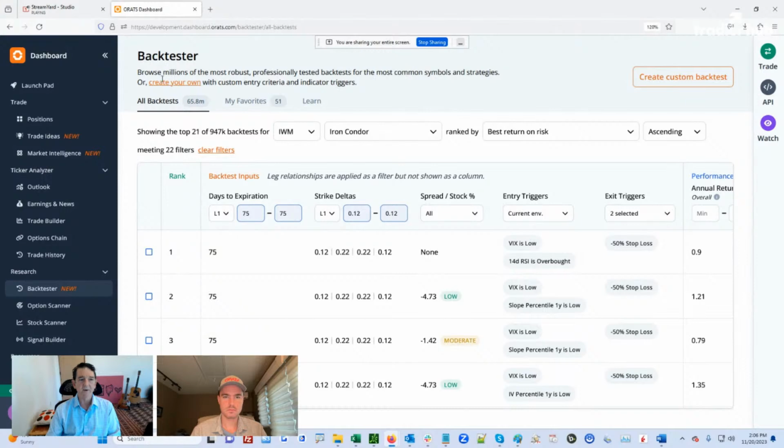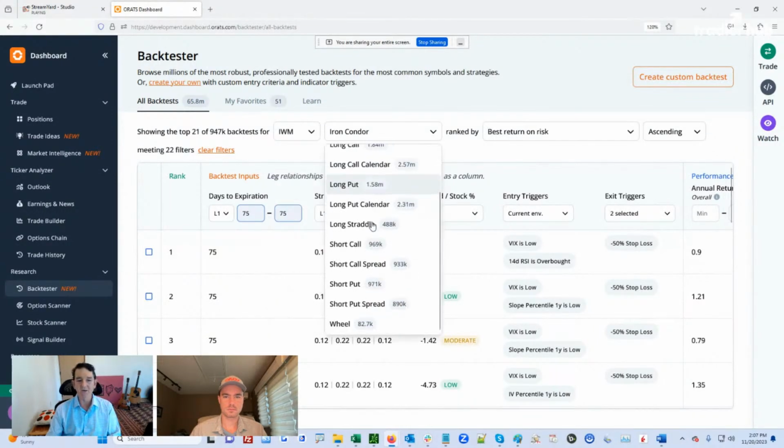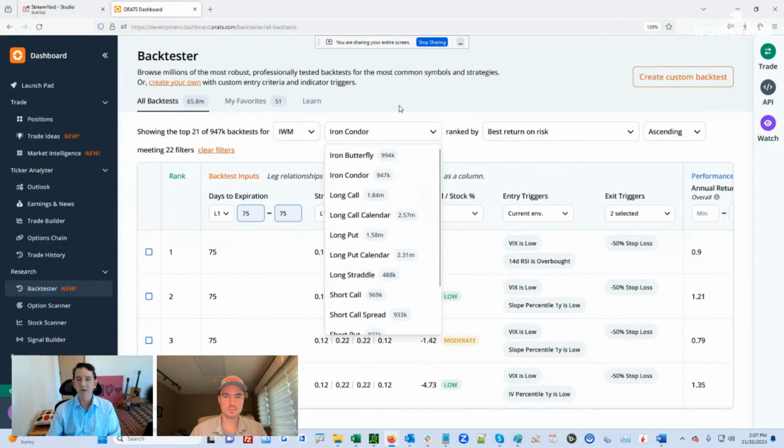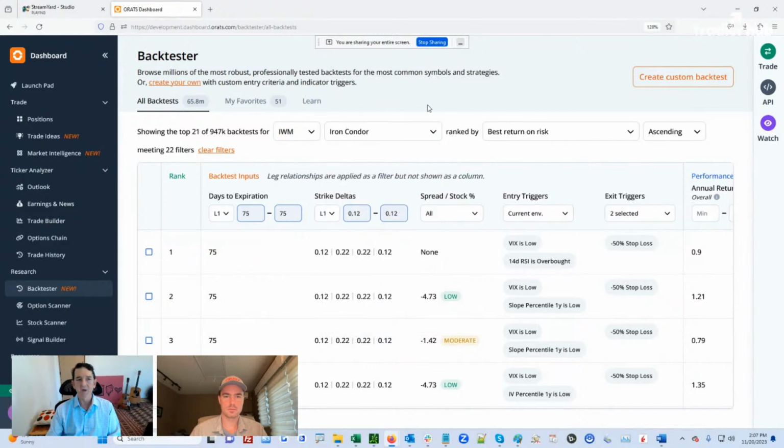The second way is what you're looking at now, is just our pre-canned strategies. So as you can see, we have 65.8 million backtests at your fingertips here. So I happen to be on IWM, Iron Condor, but there's a lot of other symbols here, and there's a lot of other strategies that you could check out. So if you know a symbol and a strategy, this is a good place to come. And the third way, yeah, go ahead, John.